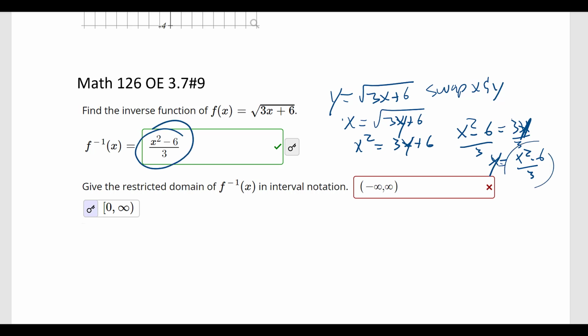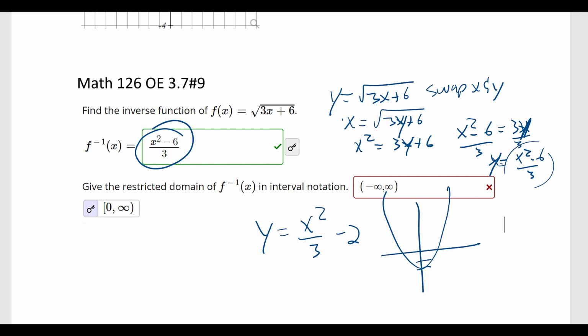Okay, so now we want to find the domain. So if we were to graph this function, essentially we have y equals, for the inverse, x squared over 3 minus 2. 6 over 3 is 2. So it's shifted down by 2. But it's going to be going like that. So that's why, for the horizontal line test to not be violated, we get rid of that part, and it's going to be from 0 to infinity. Okay, hope that helps. Keep on trucking, everyone.